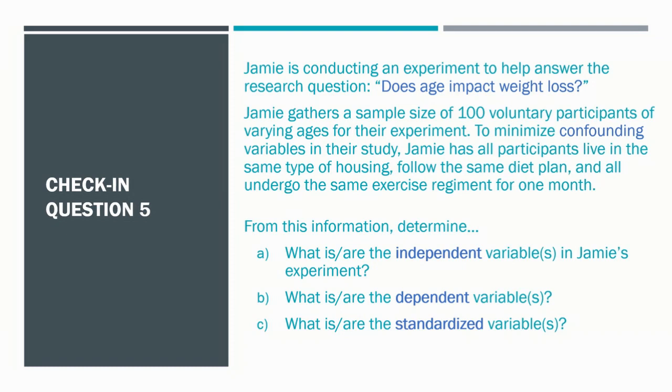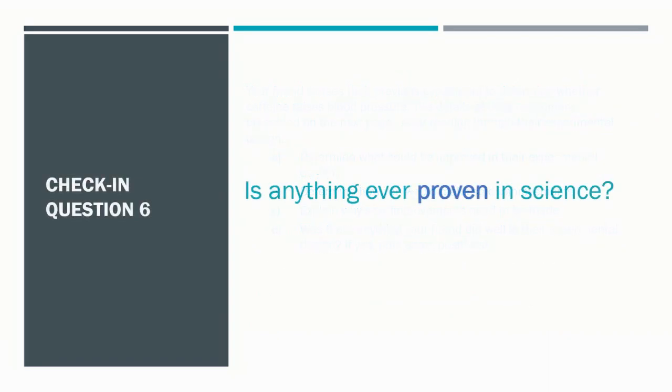Check-in number 5. Jamie is conducting an experiment to help answer the research question, does age impact weight loss? Jamie gathers a sample size of 100 voluntary participants of varying ages for their experiment. To minimize confounding variables in their study, Jamie has all participants live in the same type of housing, follow the same diet plan, and all undergo the same exercise regimen for 1 month. From this information, determine what is or are the independent variables in Jamie's experiment. What about dependent variables? And what are the standardized variables? Moving on to check-in number 6, making sure that this is number 6 that you are looking at.